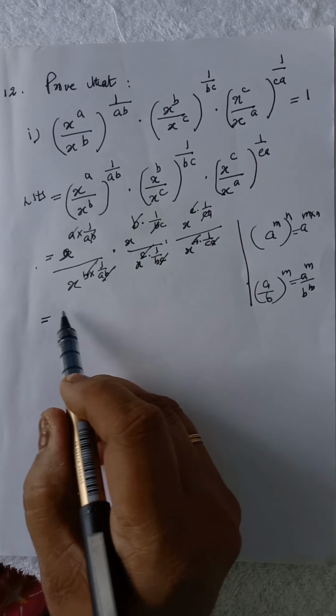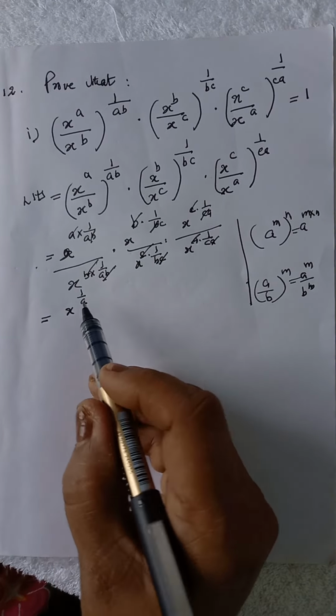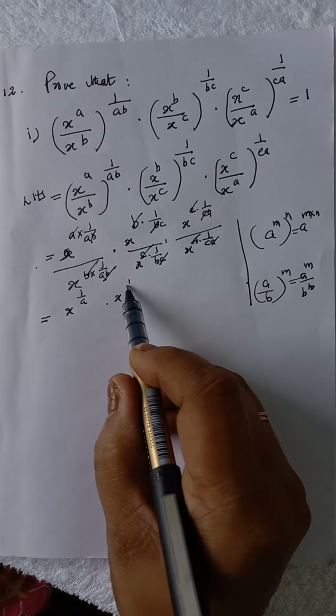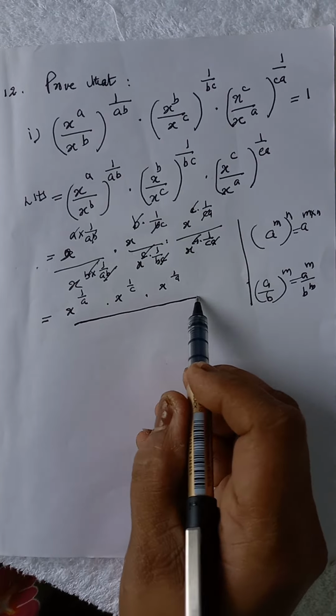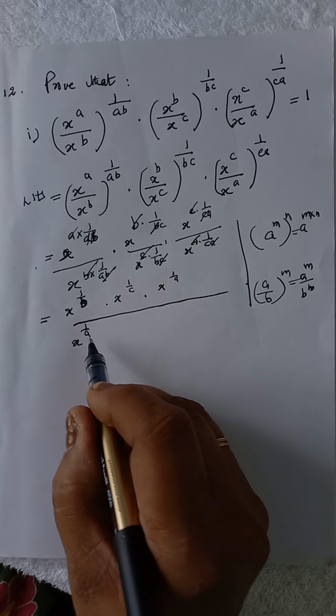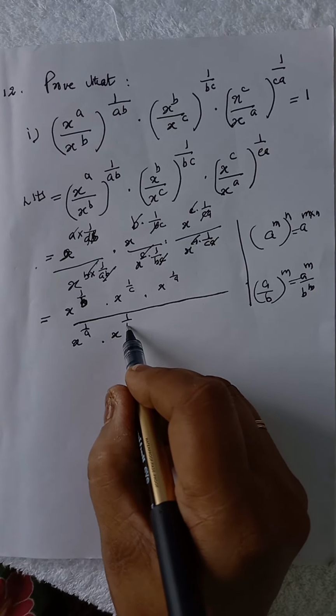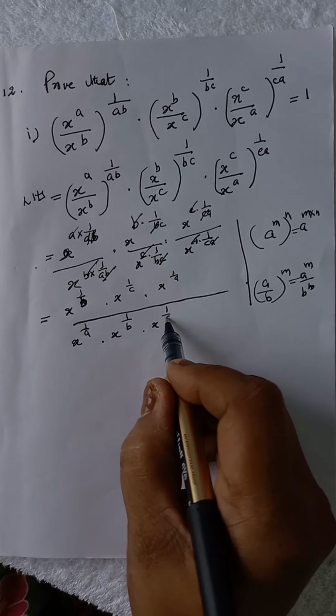So this is equal to x raised to 1 by a into x raised to 1 by c into x raised to 1 by a divided by x raised to 1 by a into x raised to 1 by b into x raised to 1 by c.